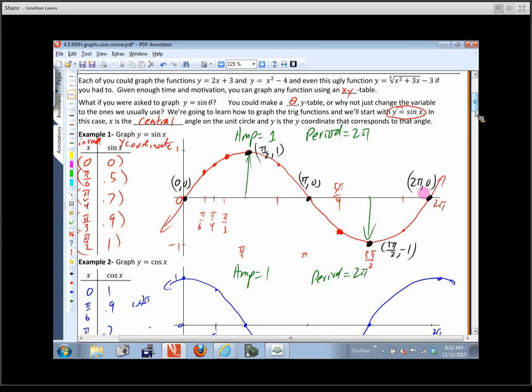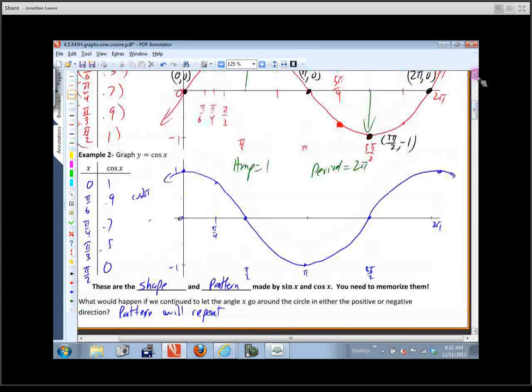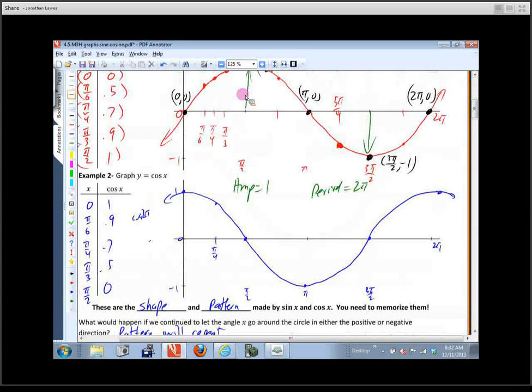Okay, so let's identify and label the 5 key points on the cosine graph. So we want to think about it this way. Instead of starting at 0 and going up, what does the cosine do? Starts at 1 and goes down. So it starts at 1, goes down and hits 0, hits -1, back up to 0, and then up to +1. So we'll label each one of these points.